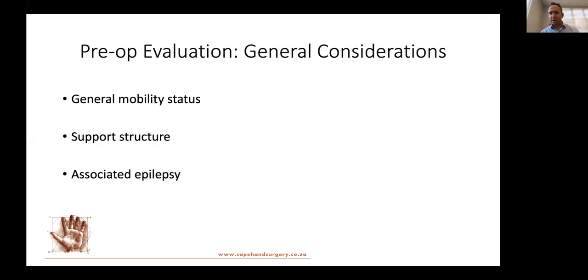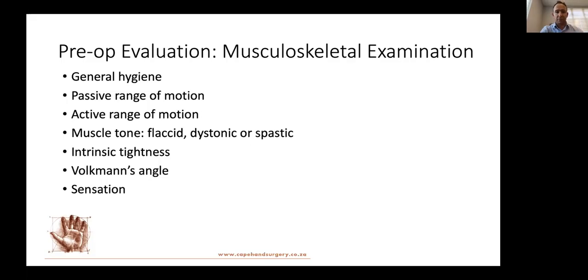And then for me, also association with epilepsy is just to know if it's well managed, because there are definitely some nuances in the surgical interventions which is important for me just to consider all the multifactorial components. And then just quickly on the exam, and I know you guys are working with this every day, but I think these are so important.